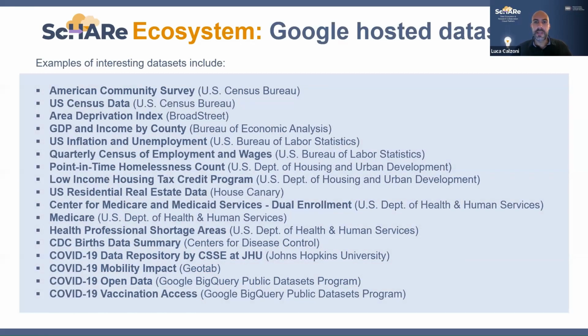Here you can see some examples of the Google-hosted datasets. As you can see, there are some interesting datasets in this category: the American Community Survey or US Census data, the Area Deprivation Index, Medicare, and so many others. All of these are relevant to health disparities research.